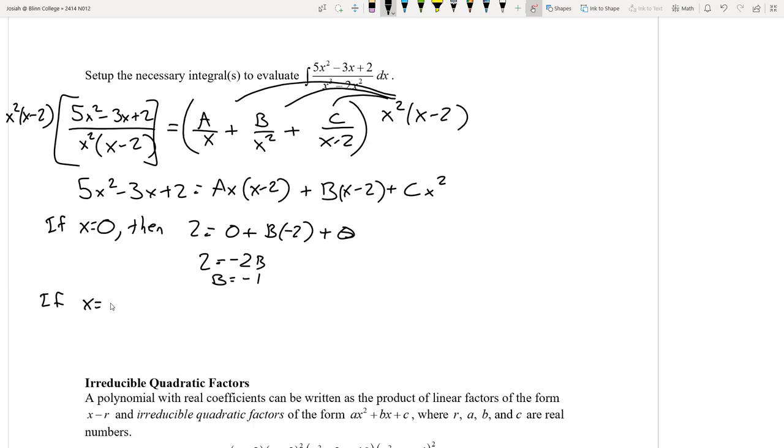Moving along here, we have x minus 2's in the first two terms there, so if x is equal to 2, that will make that term 0. So we'll have 4 times 5 is 20, and then minus 6 plus 2 equals 0 plus 0 plus 4c. And so adding these up, we get 16 equals 4c, so c equals 4.